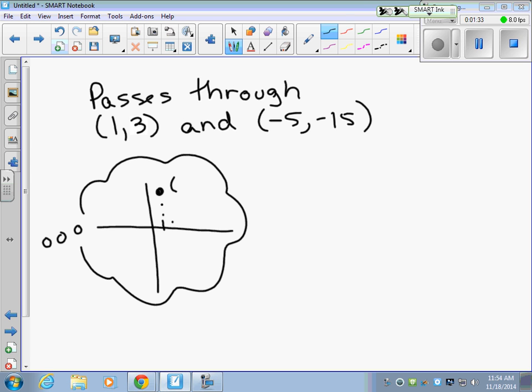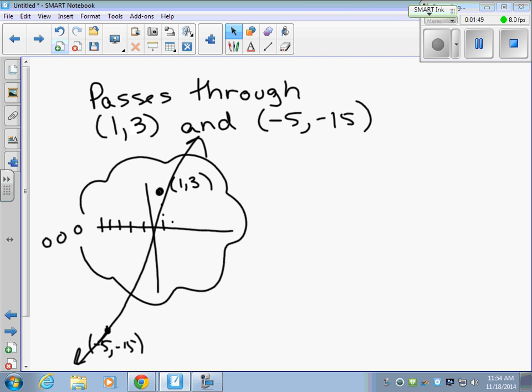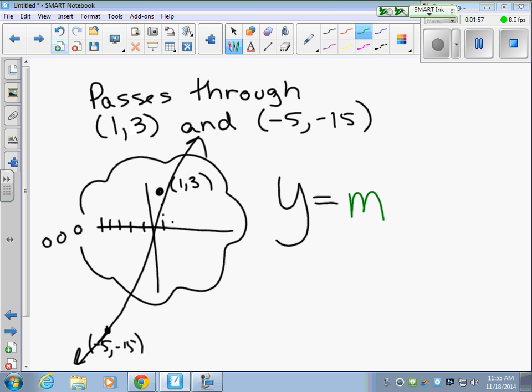So (1, 3) is right there, and (-5, -15) is going to be somewhere down here. So you can see that, oops, that line has a positive slope. But remember that in my equation I'm looking for 2 things: one is the slope, or the rate of change, and the other is the y-intercept. And I intentionally drew a really super bad graph here so that we can't tell what either of those is by looking at my graph.